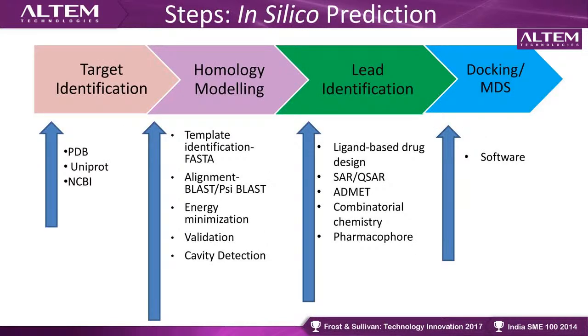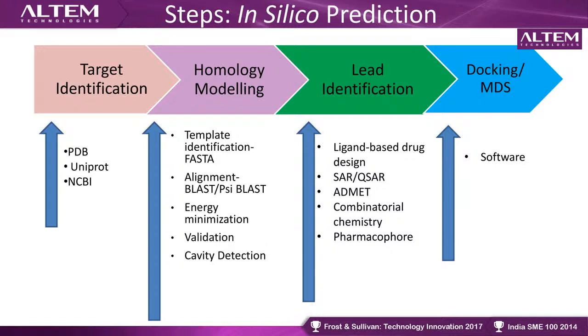So this is the basic slide which covers the steps involved in in silico prediction. As I told you, there are basically two parts. One is related to the macromolecule, the other is related to the lead or your ligand molecules, right? When the macromolecule structure is known to you, we have various databases like PDB, UniProt, and NCBI. Here we can take all those 3D structures, because we need the 3D structure to check those interactions when it comes to in silico prediction, right?